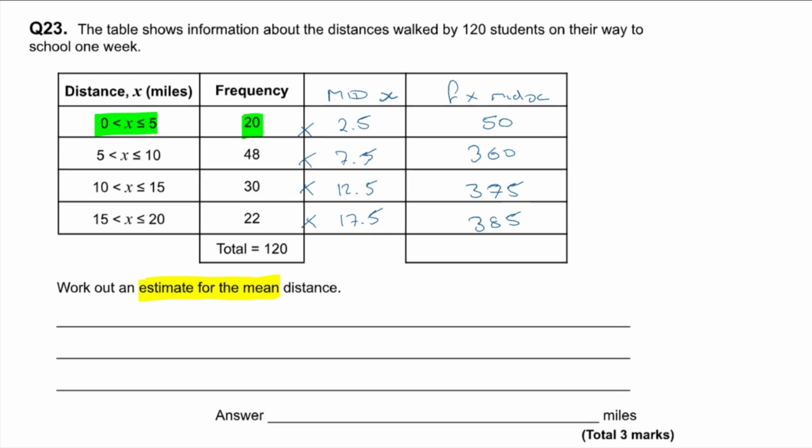And now we need the total. We just need to add all those up then, don't we? So 385 plus 375 plus 360 plus 50. That comes to 1,170. Okay, so then my estimated mean is going to be sigma fx. Sigma fx is this one, the sum of the frequencies times the x values, divided by sigma f.